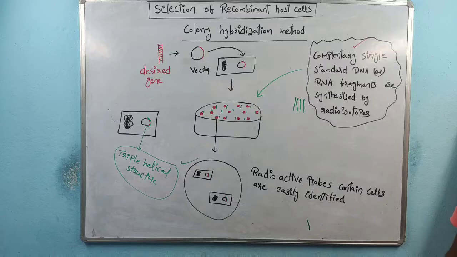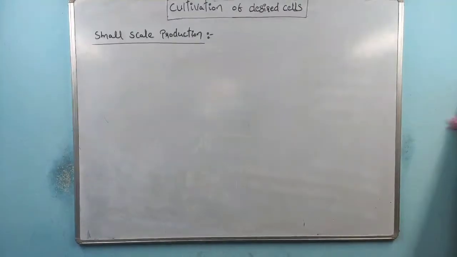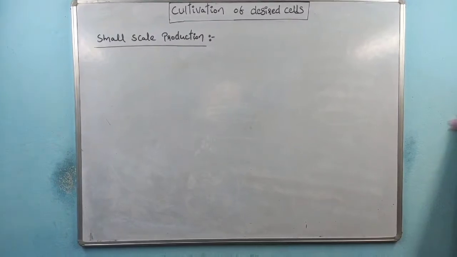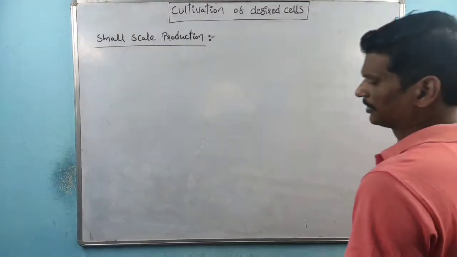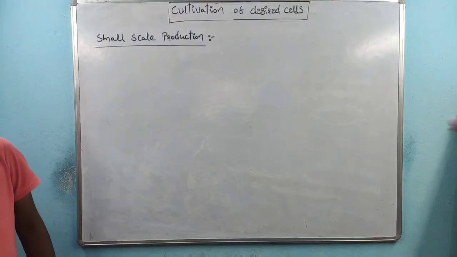In the next class, we have those recombinant cells. The next topic is the cultivation of recombinant host cells. Coming to the next topic, cultivation of desired cells.